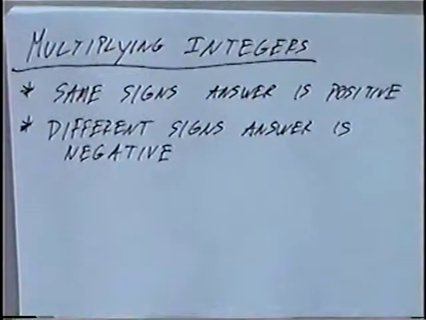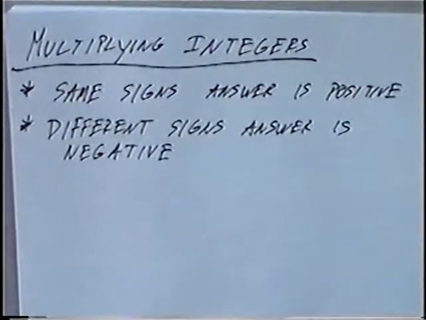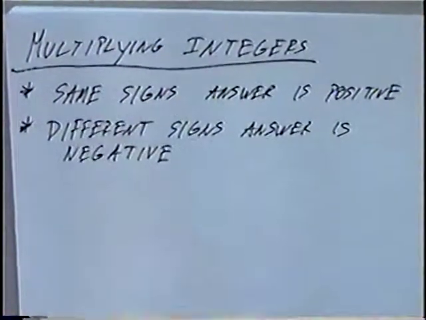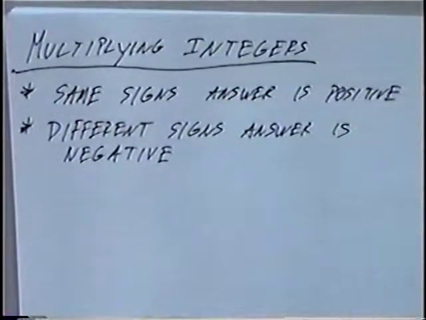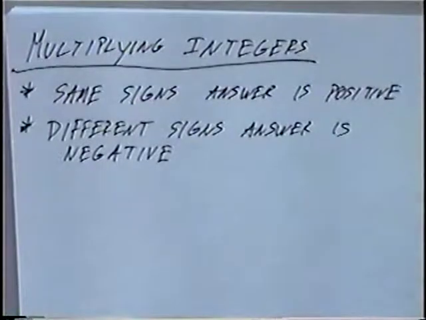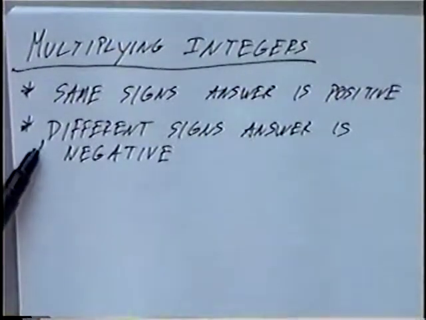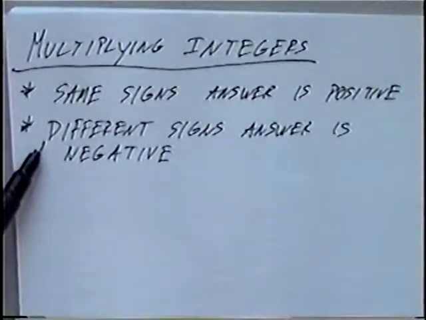What this means is when you multiply two integers or any two numbers, if they have the same sign, meaning they're both positive or they're both negative, when you multiply the answer will be positive. And vice versa, if you have different signs, meaning one number is positive and one number is negative.